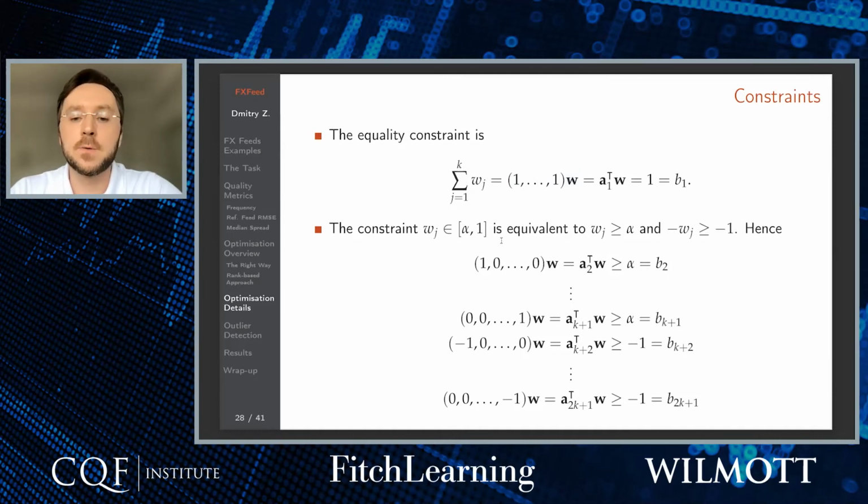Now, the inequality constraints, for instance, that the first coordinate, that's W1, should be greater than or equal to alpha, can also be expressed as a vector product of a vector of 1 and zeros times W. And if you do the multiplication, you get the initial constraint. You do the same for the rest of the constraints, for all inequality constraints.